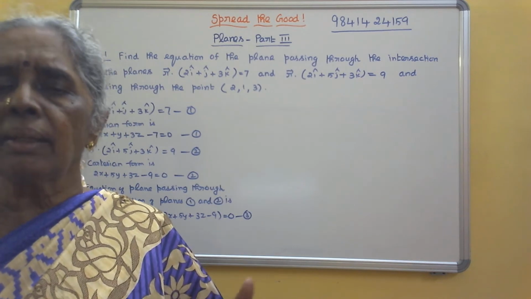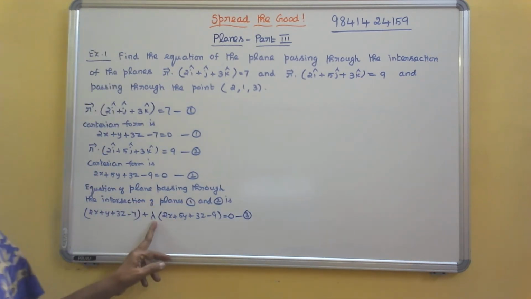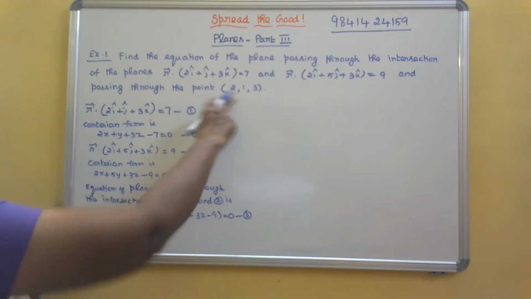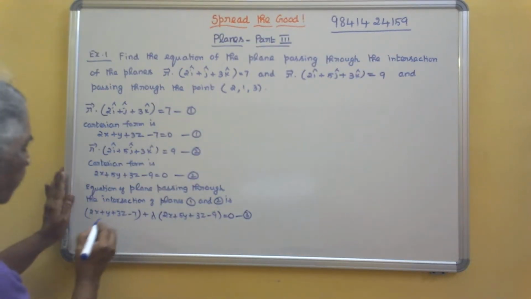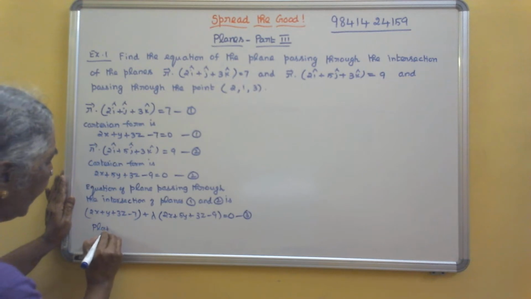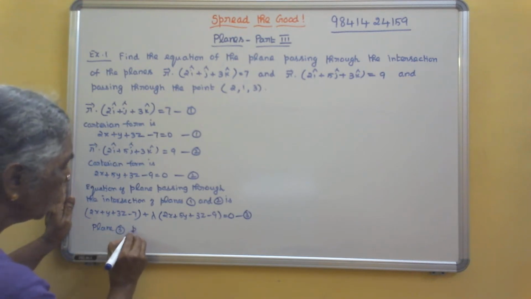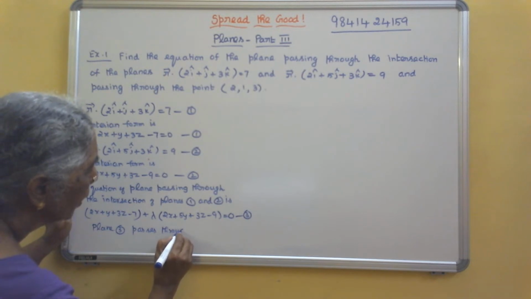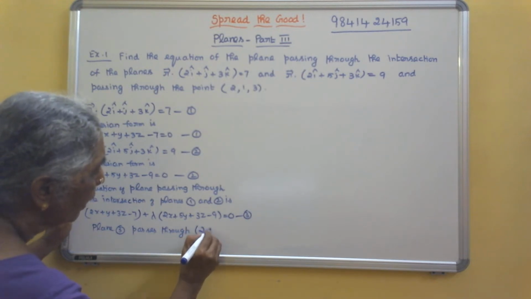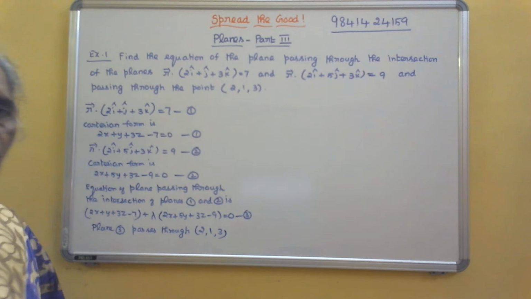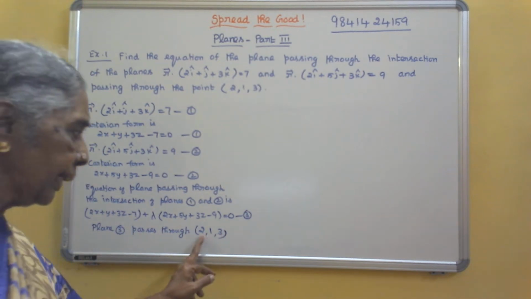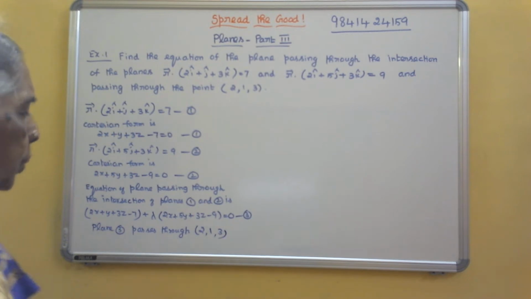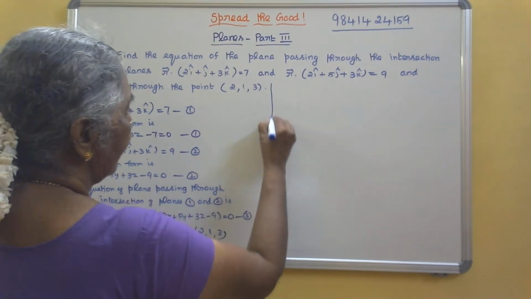We want to find plane 3. Here the unknown is lambda. Now this plane 3 passes through the point (2, 1, 3). So you have to substitute x is equal to 2, y is equal to 1 and z is equal to 3 in equation 3 now.